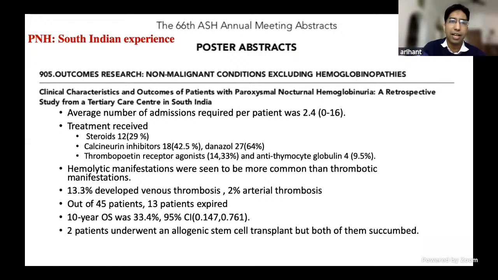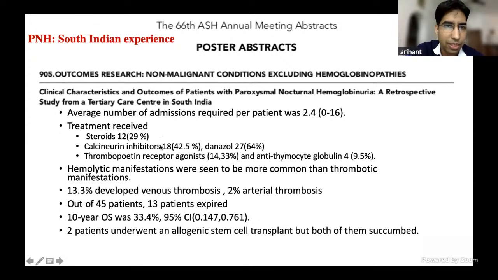So all the previous 3 or 4 papers which I have talked about from India are from the northern part of India, and this is from Dr. Neeraj Siddharthan's group. This was a poster abstract in ASH 2024, where they talked about the clinical characteristics and outcomes of patients with PNH from southern India. Again, a very similar data set to what we share.